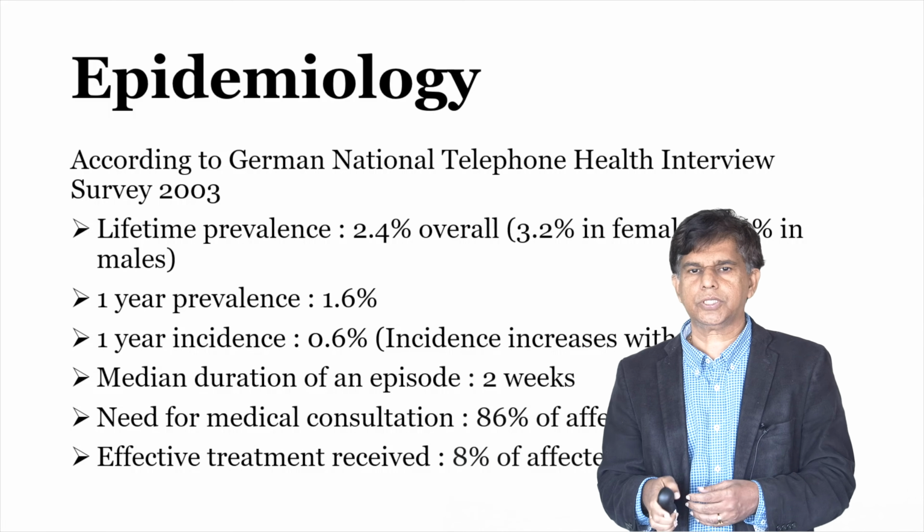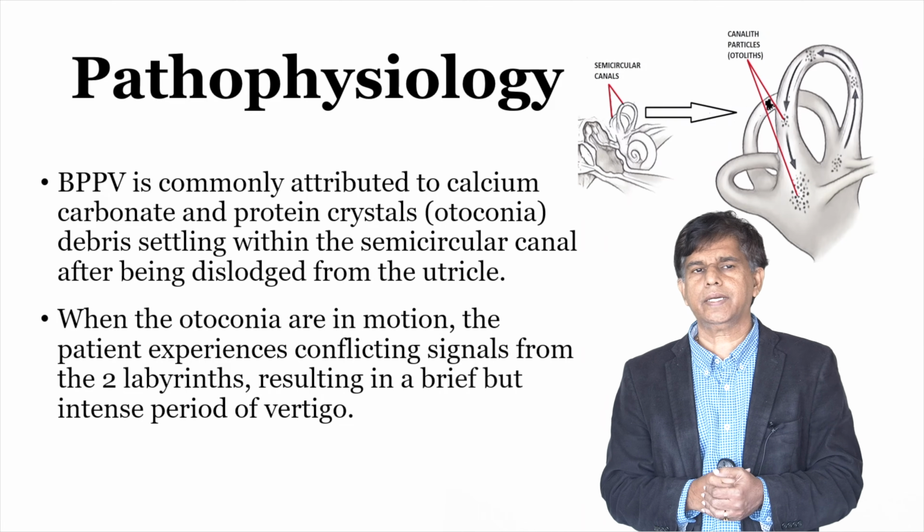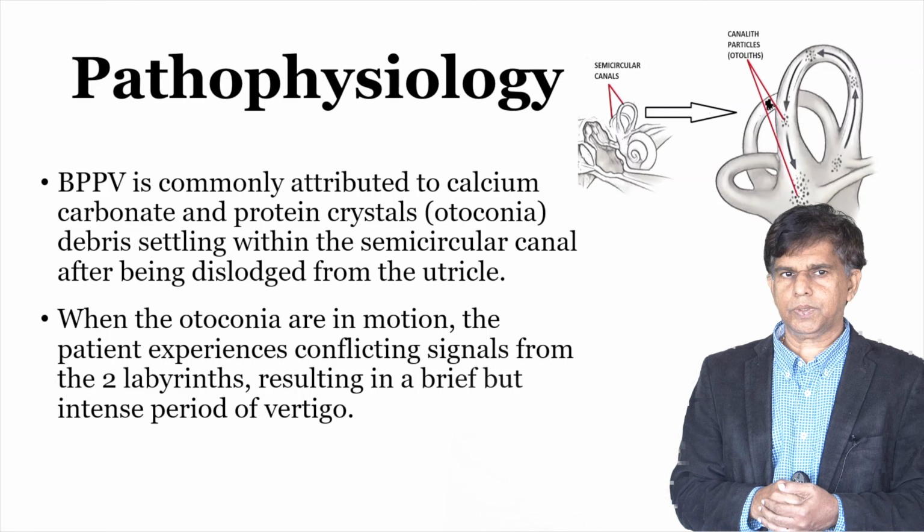Effective treatment is received by around 8% of the affected participants. Now, let's look at the pathophysiology in benign paroxysmal positional vertigo. It's attributed to calcium carbonate and protein crystals called otoconia debris settling within the semicircular canal after being dislodged from the utricle. When the otoconia are in motion, the patient experiences conflicting signals from the two labyrinths, resulting in a brief but intense period of vertigo.